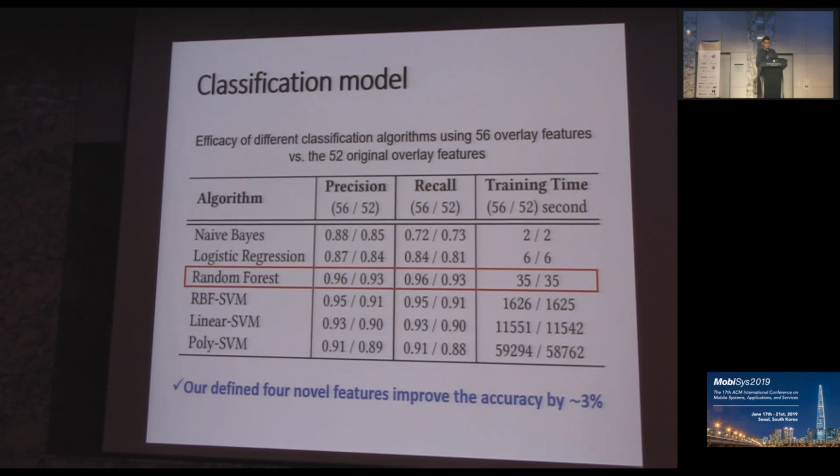Here I want to introduce some evaluation parts of our study. Before we chose the random forest model as our final model for detection, we compared the random forest model with other algorithms such as naive Bayes, logistic regression, and SVM. From the perspective of efficiency and performance, we finally chose the random forest model. And it is worth mentioning that our proposed four new features improve the accuracy of the detection by about 3%. This improvement is not trivial since the precision and the recall are already very high.